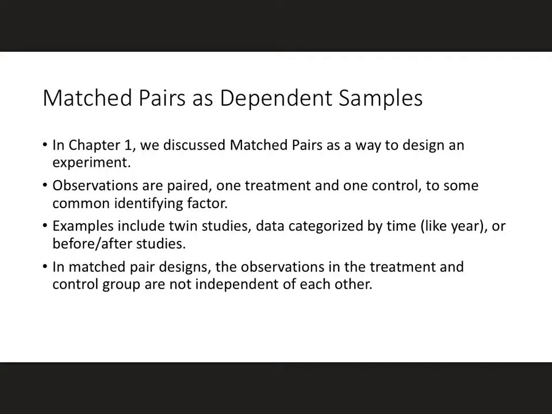So, matched pairs as dependent samples. In Chapter 1, we discussed matched pairs as a way to design an experiment. Observations are paired, one treatment and one control, according to some common identifying factor. Some examples would be twin studies, data categorized by time, like year, or before and after studies. In matched pair designs, the observations in the treatment and the control group are not independent of each other.